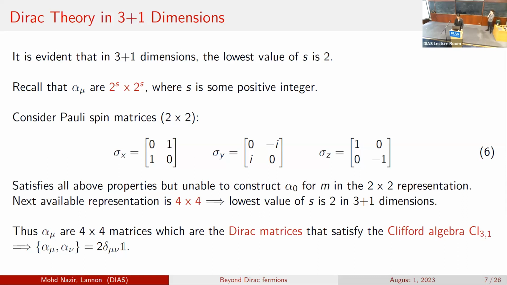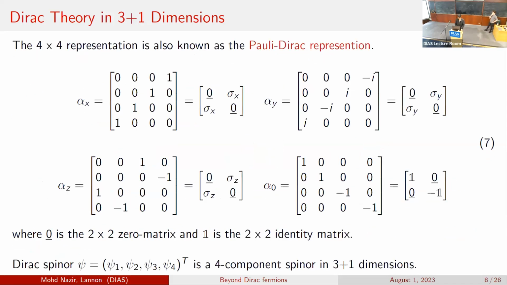But unfortunately, they are unable to construct, for instance, alpha naught corresponding to the mass term in the 2 by 2 representation. So the next available representation where we'll be able to construct all of the momenta as well as the mass term to yield the eigenvalues corresponding to the relativistic energy-momentum expression would be 4 by 4, in which s is equal to 2 in 3+1 dimensions. So the alpha matrices are 4 by 4 Dirac matrices that satisfy the following Clifford algebra, and the 4 by 4 representation is also known as Pauli-Dirac.